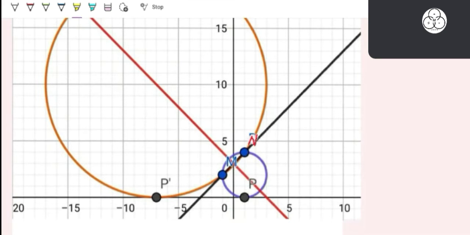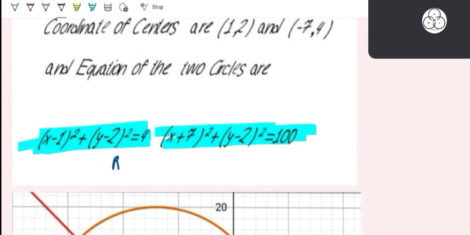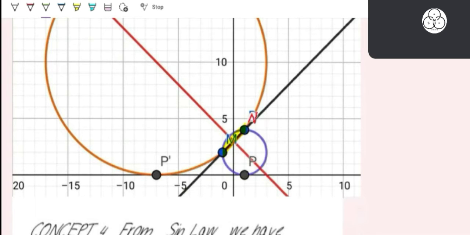This is our line, or you can say chord MN. This is the first circle with smaller radius, as we have seen. Its radius is 2, and the other radius is 10. So among them, which angle is larger, this angle or this angle? How do we conclude? There is a very easy method to conclude.